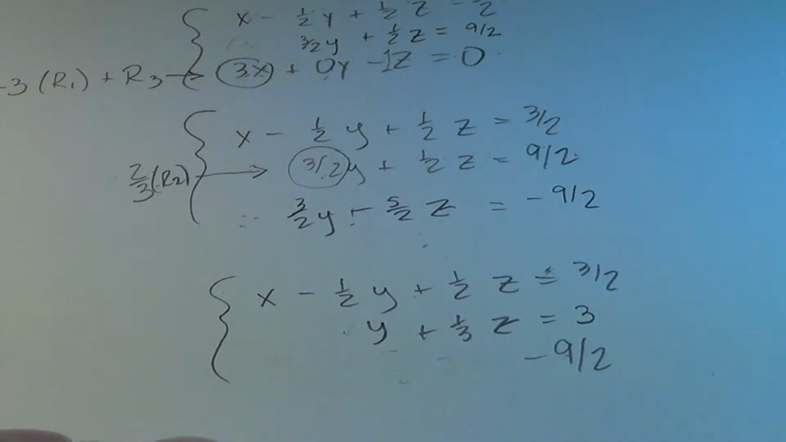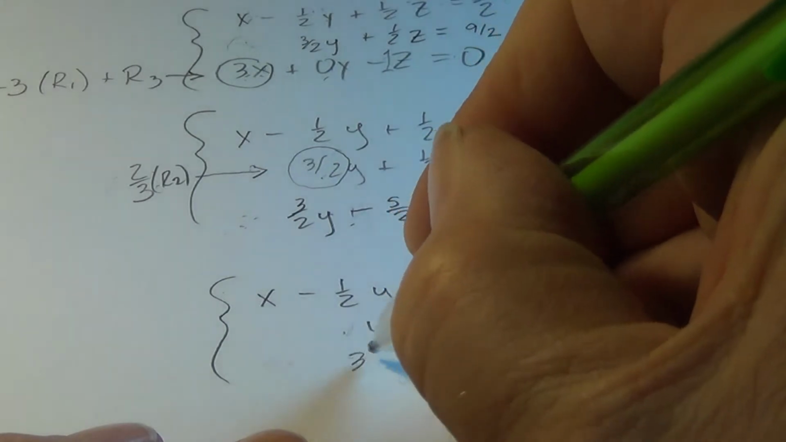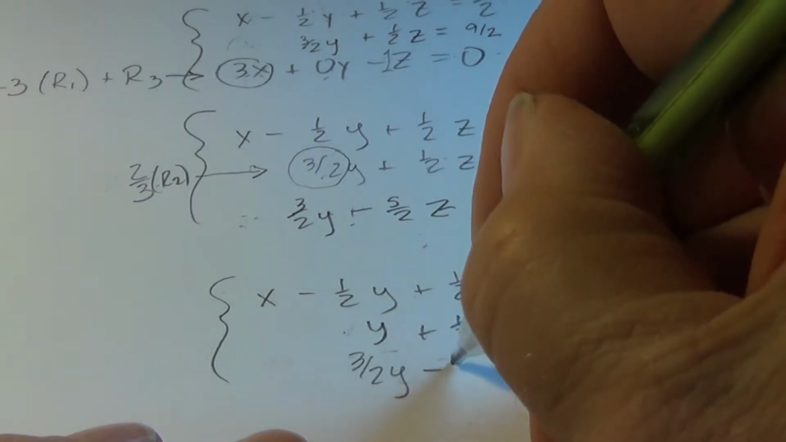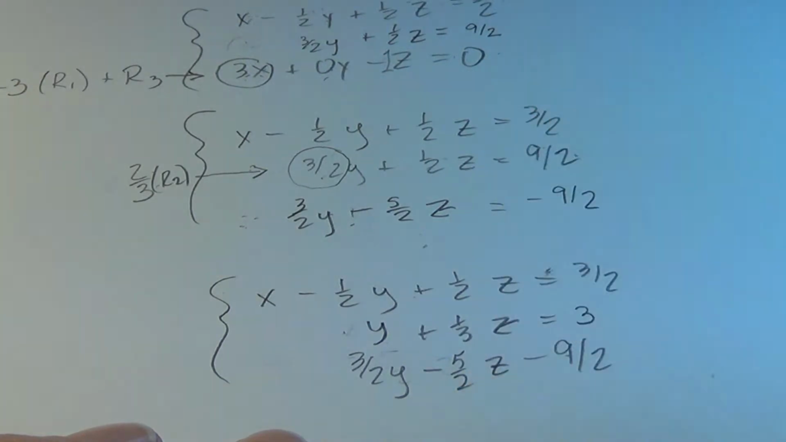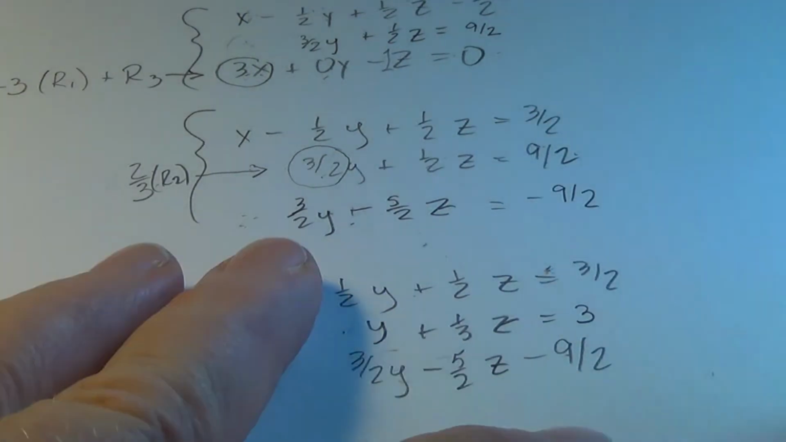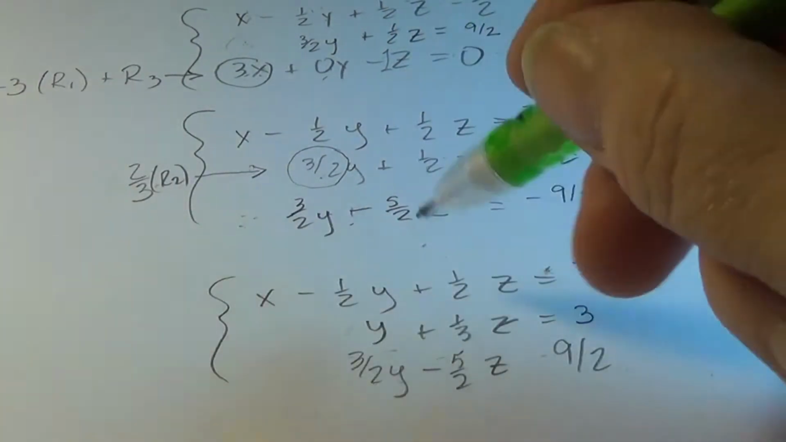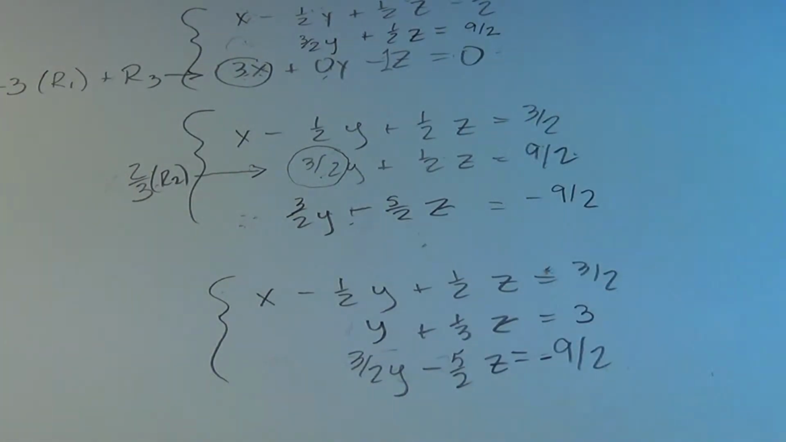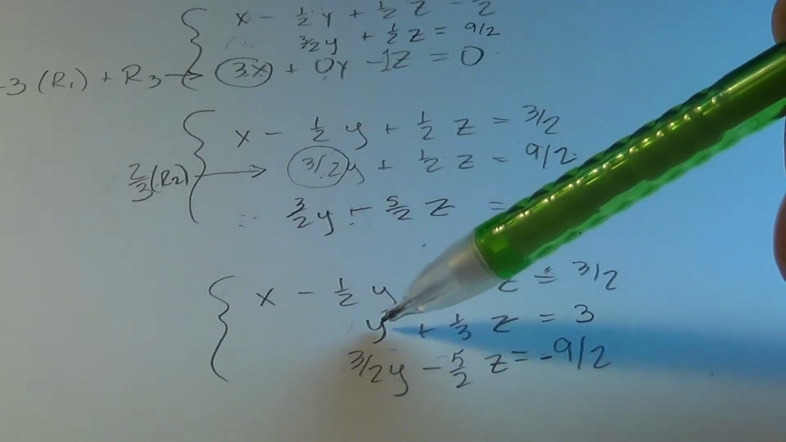So underneath the y, I had 3/2 y and a minus 5/2 z equals negative 9/2. Alright, that's lined up better. Sorry about that. Alright, so row echelon form, I'm closer.